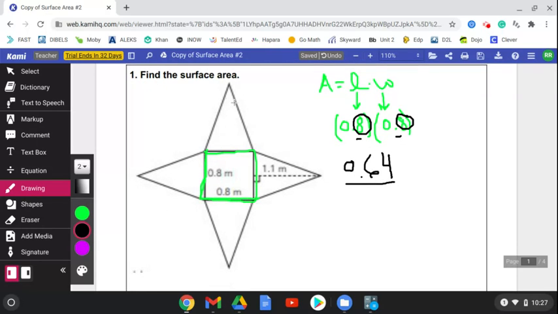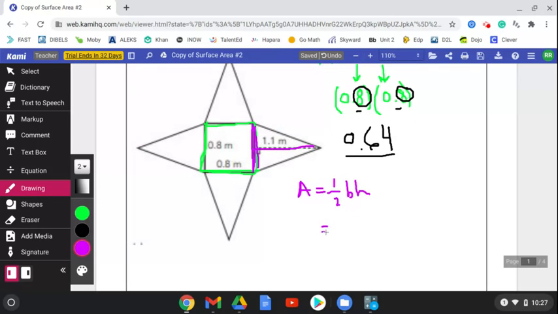Okay, now we also have 4 triangles, and they all have the same area. So area of a triangle is 1/2 times base times height. So let's find the area of one of the triangles, and then once we know the area of one of the triangles, we can multiply by 4 to get the area of all 4 triangles. So area equals 1/2 times base times height. Okay, so I want half of the base. The base right here is this side of the square, which we know is 0.8. So I'll put in 0.8 for the base. Okay, now the height is shown to us right here. It's 1.1.